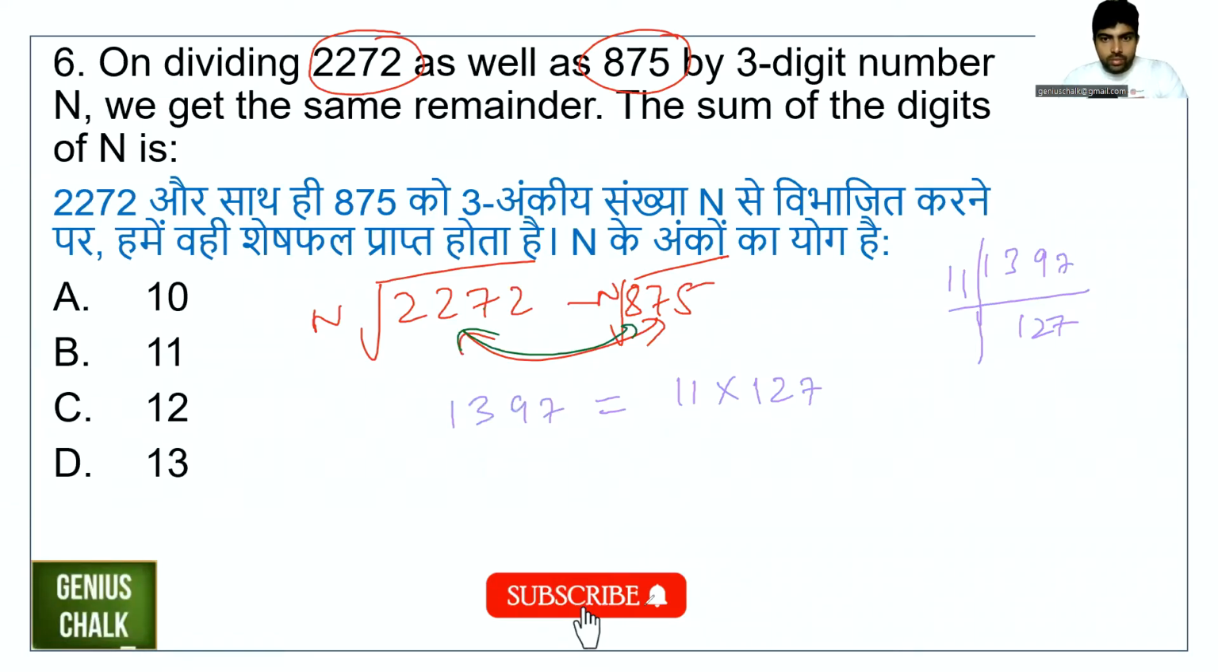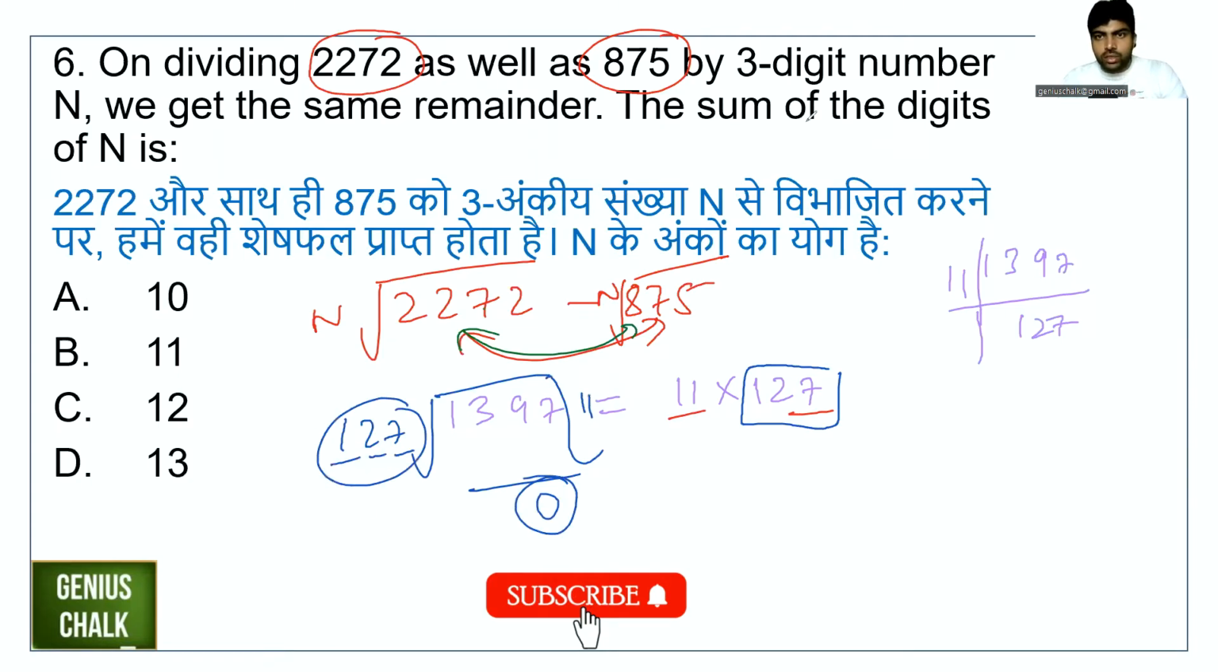That means this must be divisible by 11 as well as this. So what is the answer? We can see the answer is 3 digits. That means this number, if you divide by 127 11 times, will give you 0 remainder. So my answer is 127.